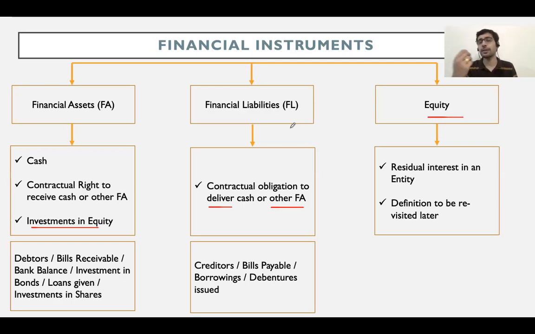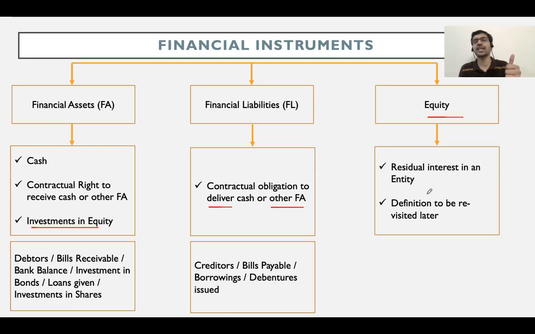Any debentures that I've issued are the same as borrowings, and that will also be regarded as a financial liability. The third term is equity. Although this is not the technical definition of equity, which is given under IAS 32, equity typically is represented by a residual interest in the entity. What do we mean by residual interest?